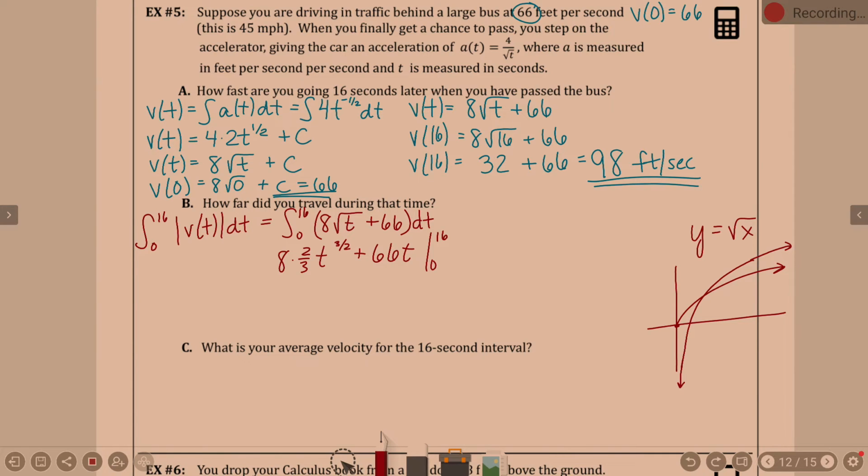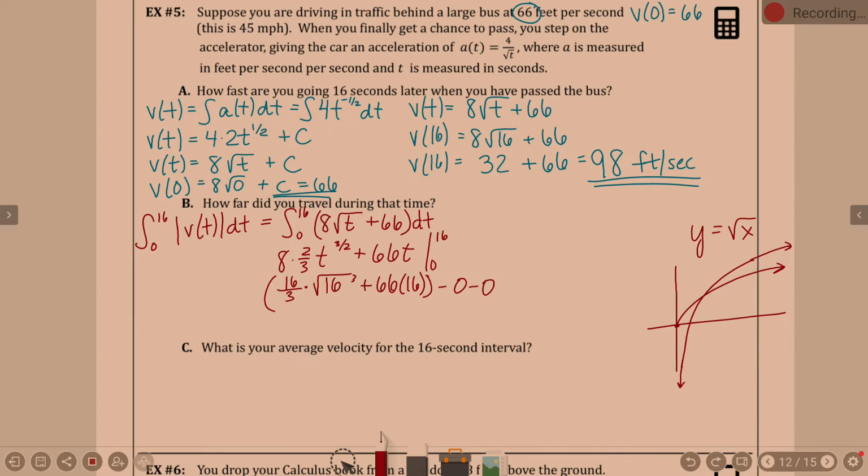Okay. 8 times 2/3 is 16/3 times 16 to the 3/2. Well, that is the square root of 16 cubed, isn't it? Plus 66 times 16. Big number. That's the first part when I plug in 16. And then what happens when I plug in 0? Did you double check that, though? You're not just assuming it's 0 so it doesn't matter. Do a quick visual. That is going to be minus zeros.